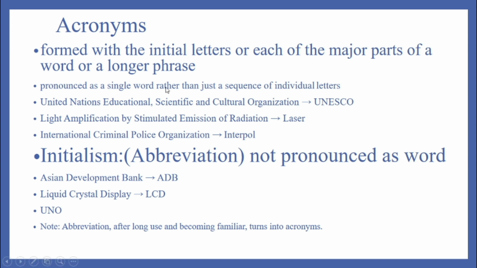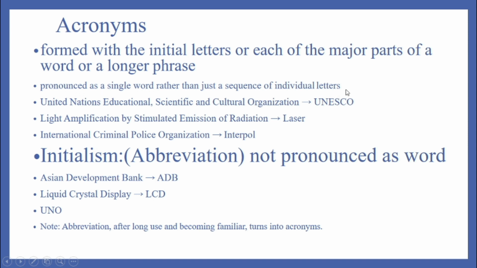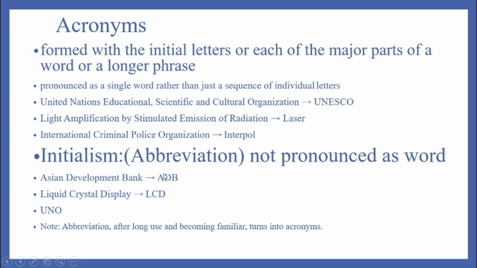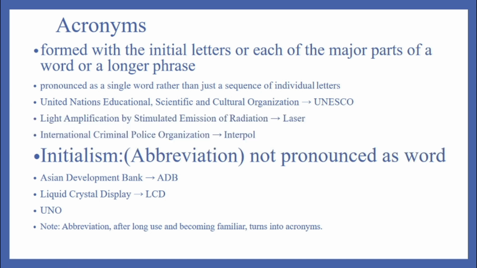Acronyms and abbreviations. Acronyms are formed with the initial letters of each of the major parts of a word or a longer phrase. Acronyms are pronounced as a single word rather than just a sequence of individual letters, but abbreviations are pronounced as a sequence of individual letters. For example, UNESCO and ADB. In UNESCO, you have the initial letters, but UNESCO is pronounced as a single word, not as individual letters. But in ADB, like acronyms, you have the initial letters, but it is not pronounced as a word itself, but as a sequence of individual letters like A, D, B, or L, C, D. An important thing to remember is that an abbreviation, when it becomes very familiar and has been used for a long time, turns into an acronym.